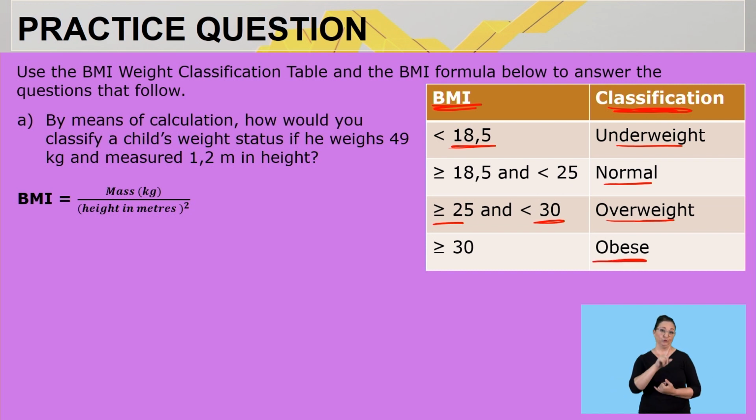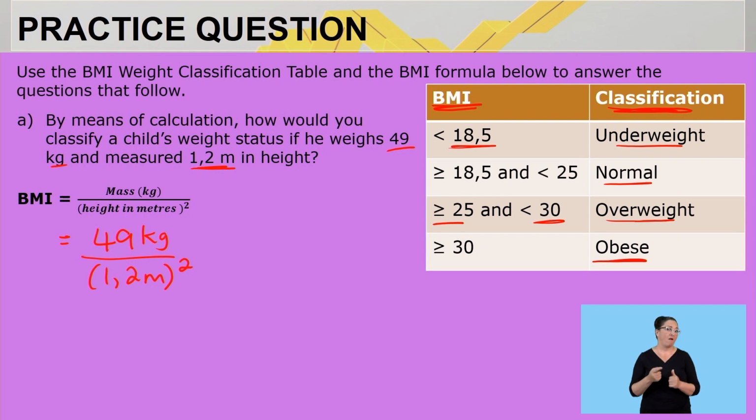Now let's look at our question. It says A: by means of calculation, how would you classify a child's weight status if he weighs 49 kilograms and measures 1.2 meters in height? There's our formula. Let us substitute. We are determining the BMI, so we substitute the mass, that's 49 kilograms, and divide that by the height in meters squared. The height is 1.2 meters, and I will square that value. Now let's type that in. 49 divided by 1.2, and I square that value.